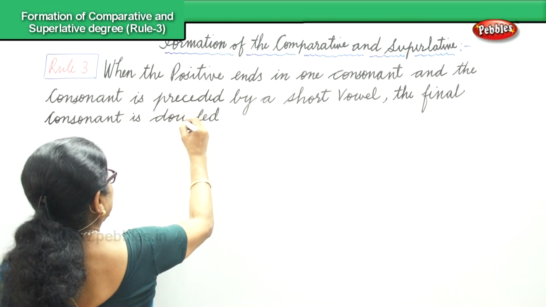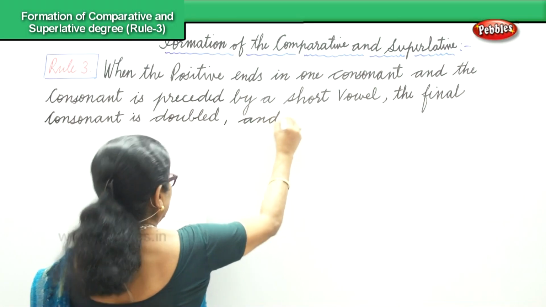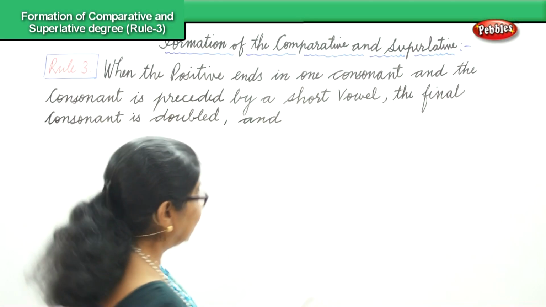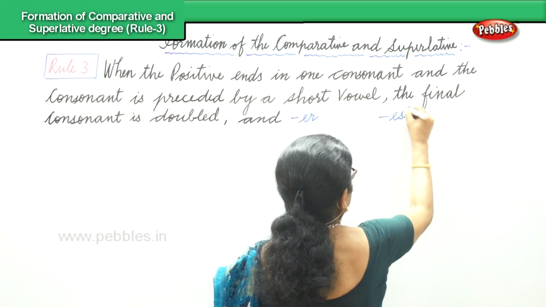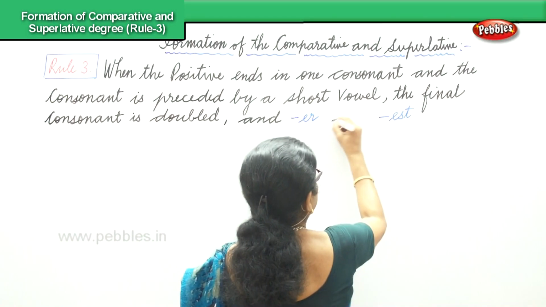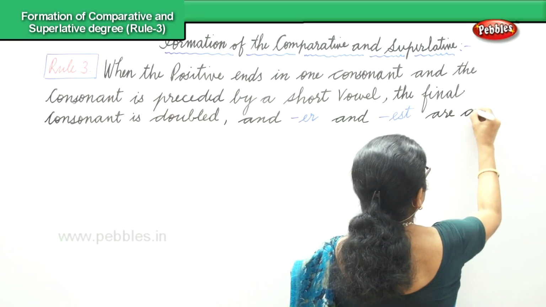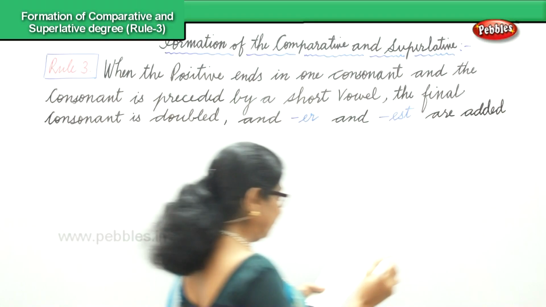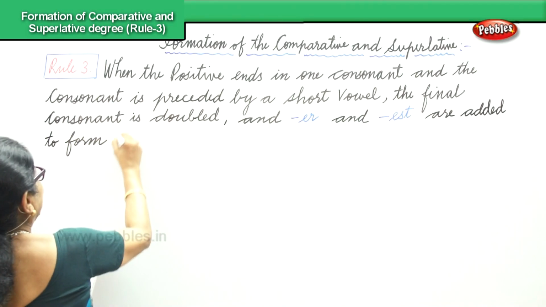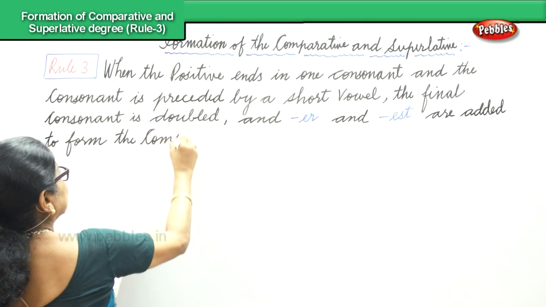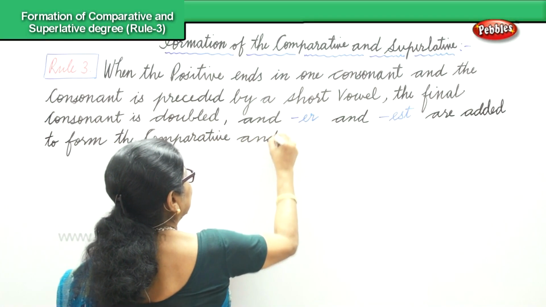The final consonant is doubled, and ER and EST are added to form the comparative and the superlative.